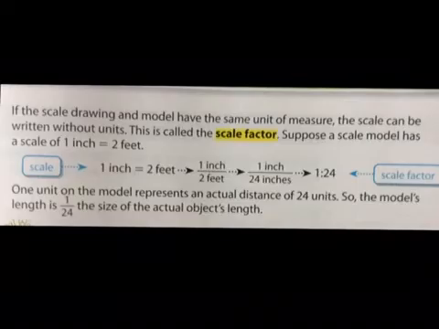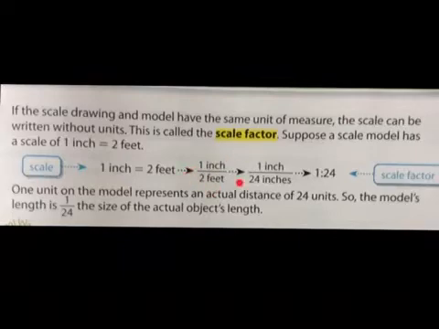Something to keep in mind is if the scale drawing and model have the same unit of measure, the scale can be written without units. This is called scale factor. Suppose a scale model has a scale of 1 inch equals 2 feet. So we have 1 inch, here's your scale, equals 2 feet.